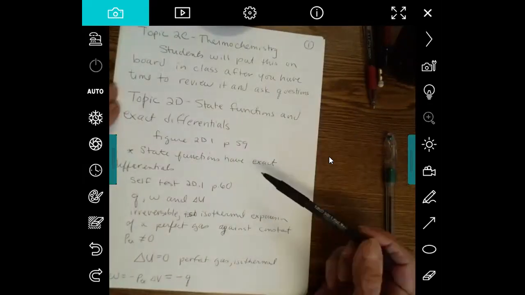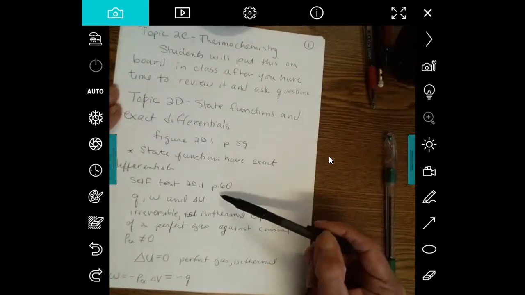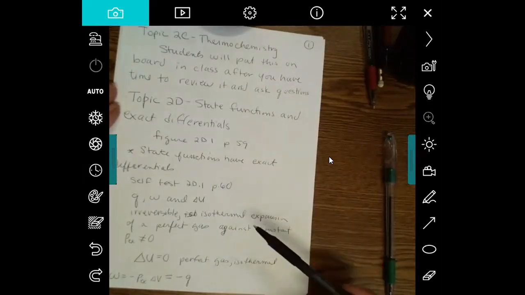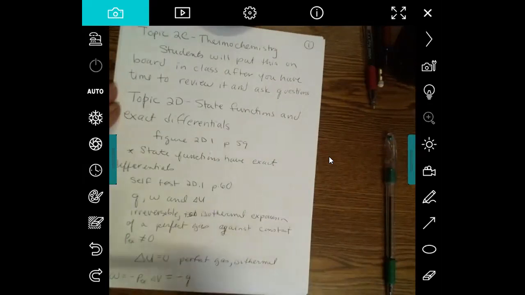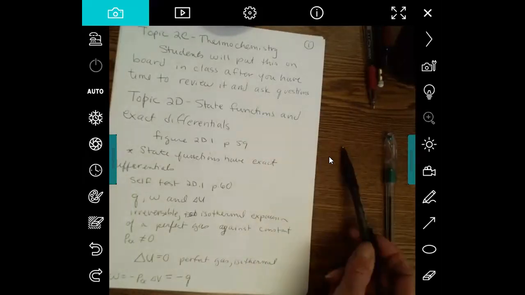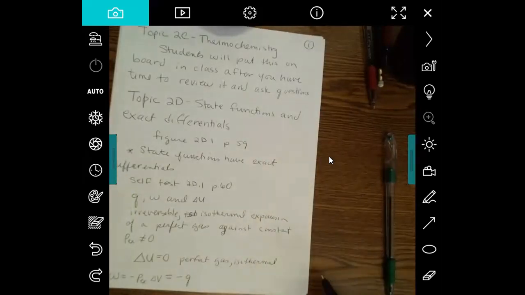So if you look at the self-test 2D.1 on page 60, it wants us to calculate q, w, and delta U for an irreversible isothermal expansion of a perfect gas against constant pressure. So this is just a problem to start us thinking about how we're going to calculate things like internal energy change, and as we define the exact differential, it'll help us in different situations.